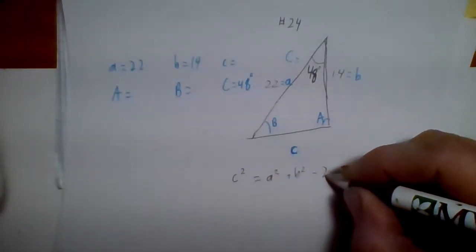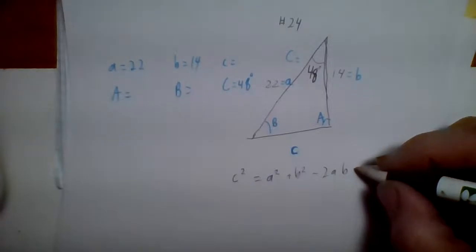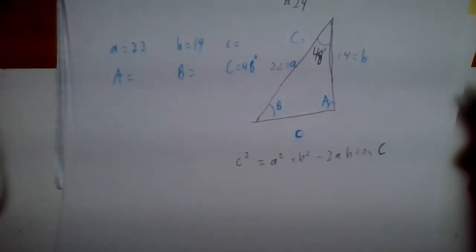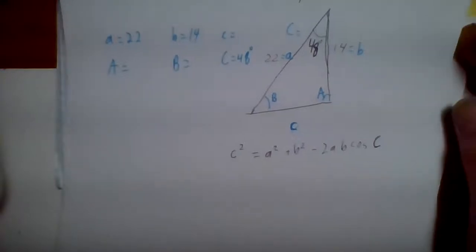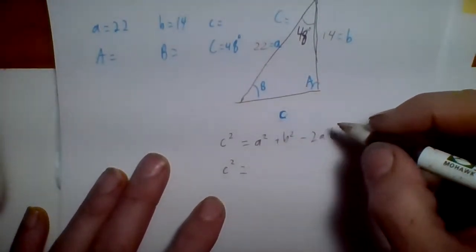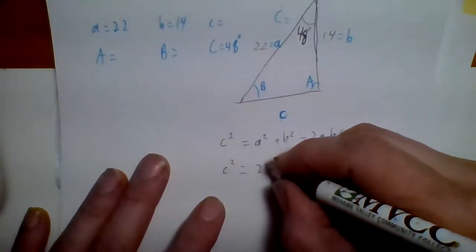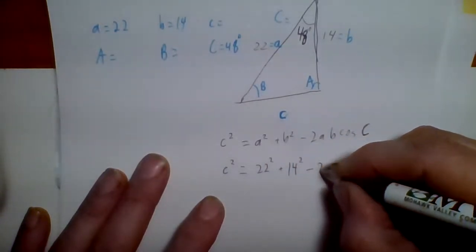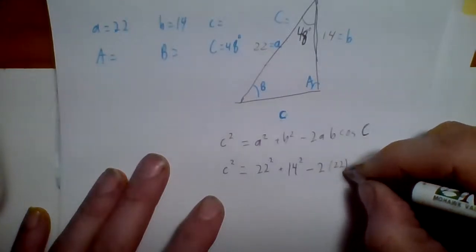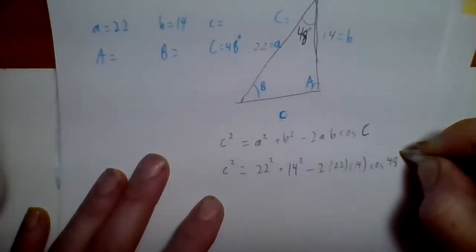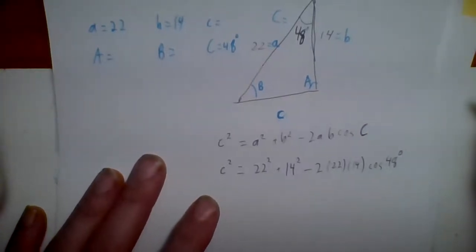And then I'm going to drop in the numbers that I know in this thing and see what we got. So C is the thing I'm solving for. A is 22. I've got 22 squared plus 14 squared minus 2 times 22 times 14 times the cosine of 48 degrees. Here's where you've got to watch your order of operations.